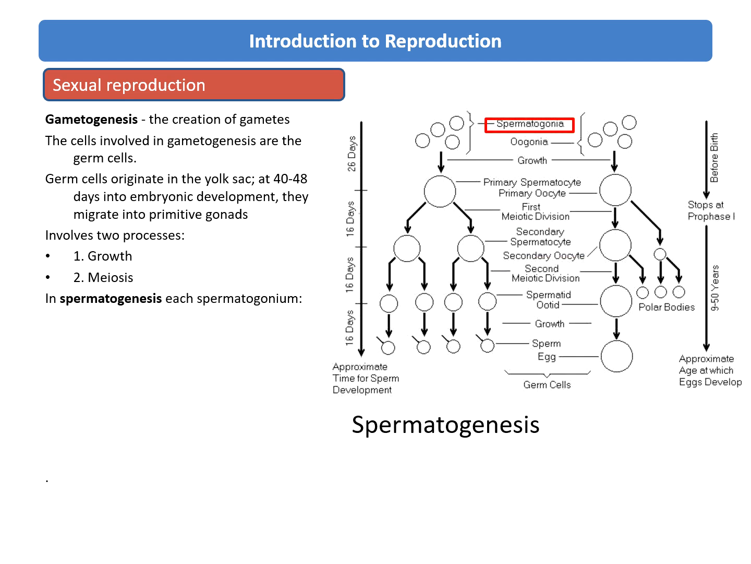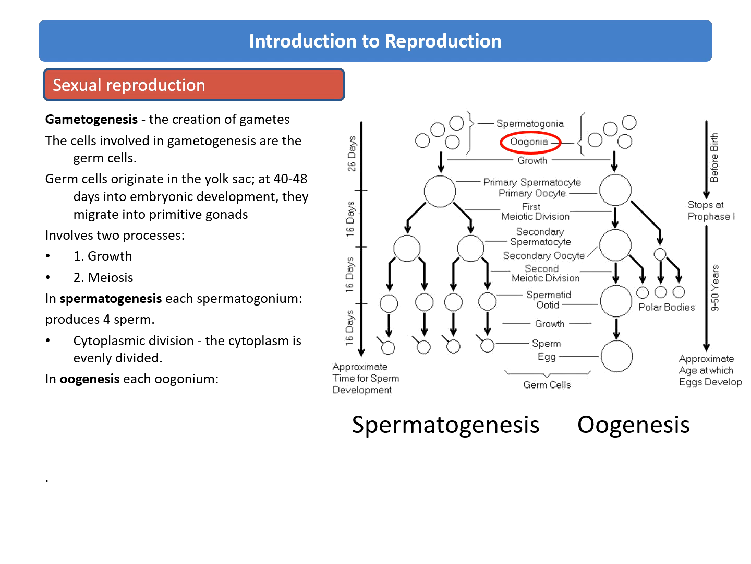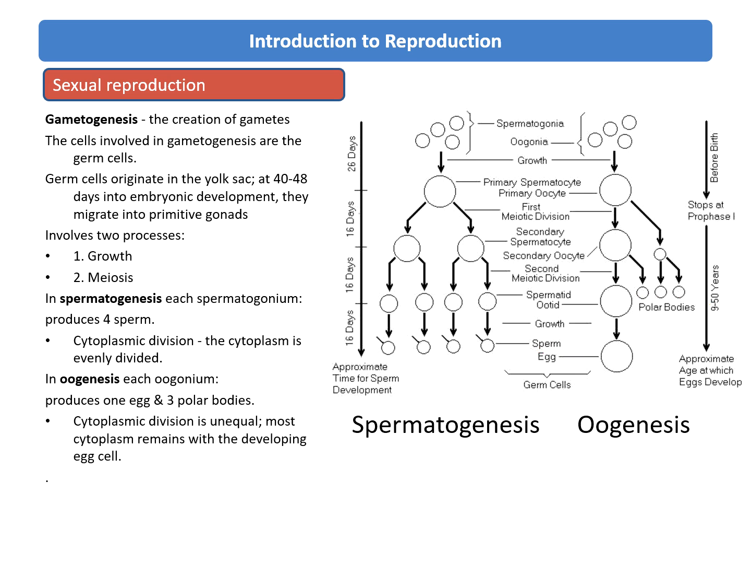In spermatogenesis, each spermatogonium results in the production of 4 sperm by way of the 2 meiotic divisions. Cytoplasmic division is divided evenly. In oogenesis, each oogonium produces 1 egg plus 3 polar bodies. In the case of oogenesis, cytoplasmic division is unequal. Most of the cytoplasm remains with the developing egg cell.